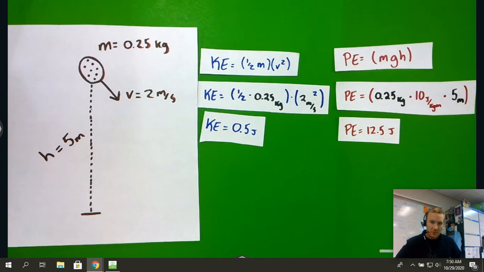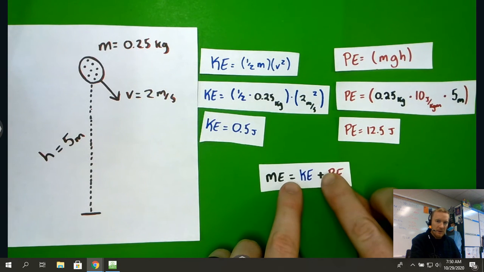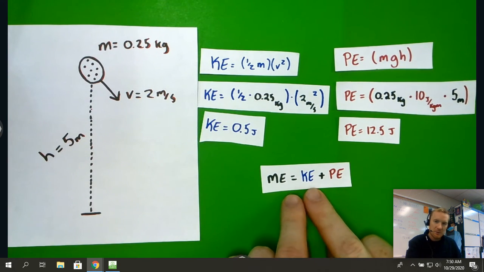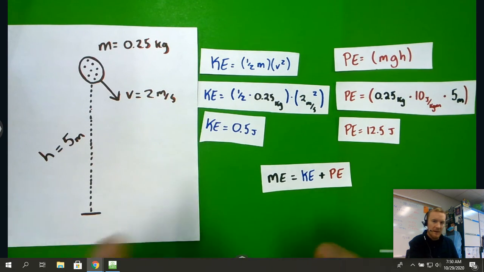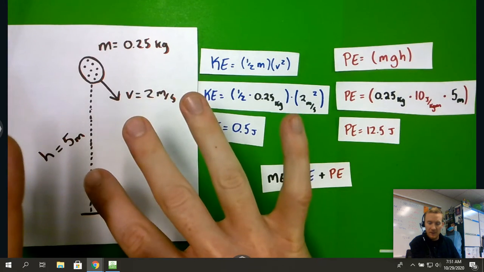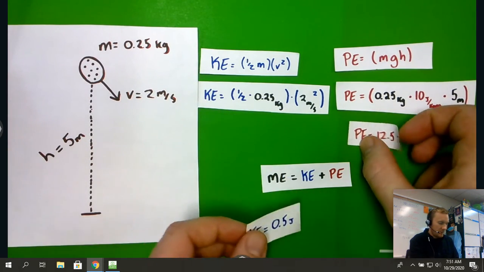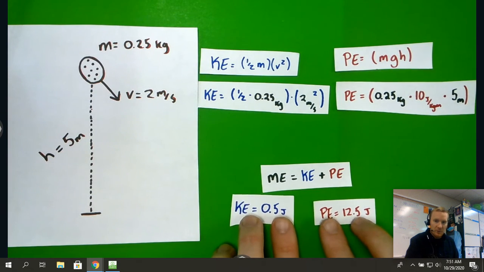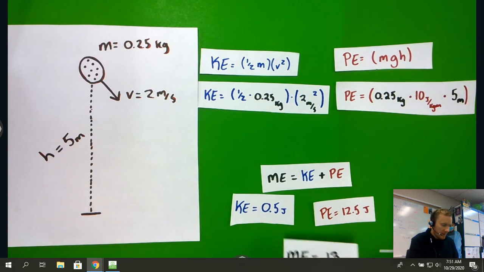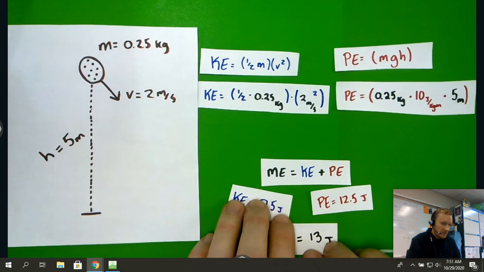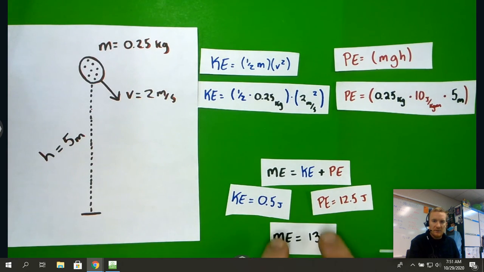So remember that our mechanical energy, this is what we're trying to find for the whole system. The mechanical energy is equal to the sum of your kinetic and the potential at this exact moment in time. So when we add our 0.5 and our 12.5, the total mechanical energy should be 13 joules. So that is the sum of all the energy in the system at this time.